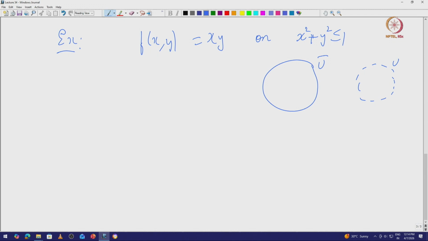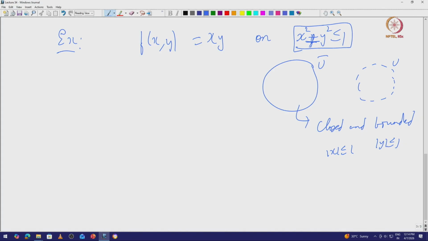Why is this compact? What is compact? It's closed and bounded. So the claim is this is closed and bounded. Obviously, it is bounded because mod x is less than or equal to 1, mod y is less than or equal to 1, so it's contained in a large rectangle. Why is it closed? This I leave to you as an exercise.